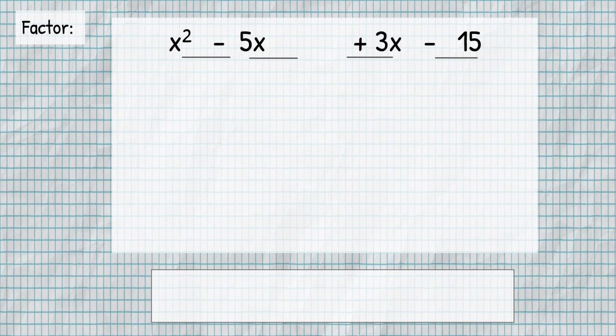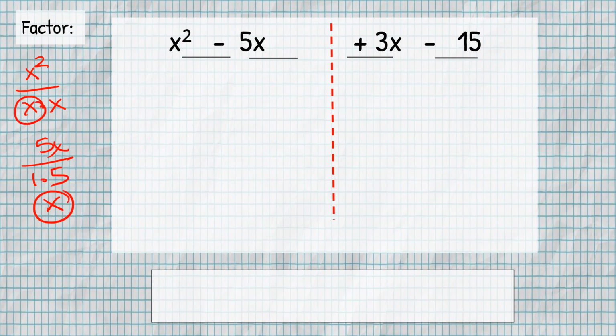Same thing, we have four terms. We cut it in half. The first thing I do is I look for the GCF. So x squared is x times x, and 5x is going to be 1 times 5 and x. Looks like an x is the greatest common factor. We divide by x, and we're left with x minus 5.